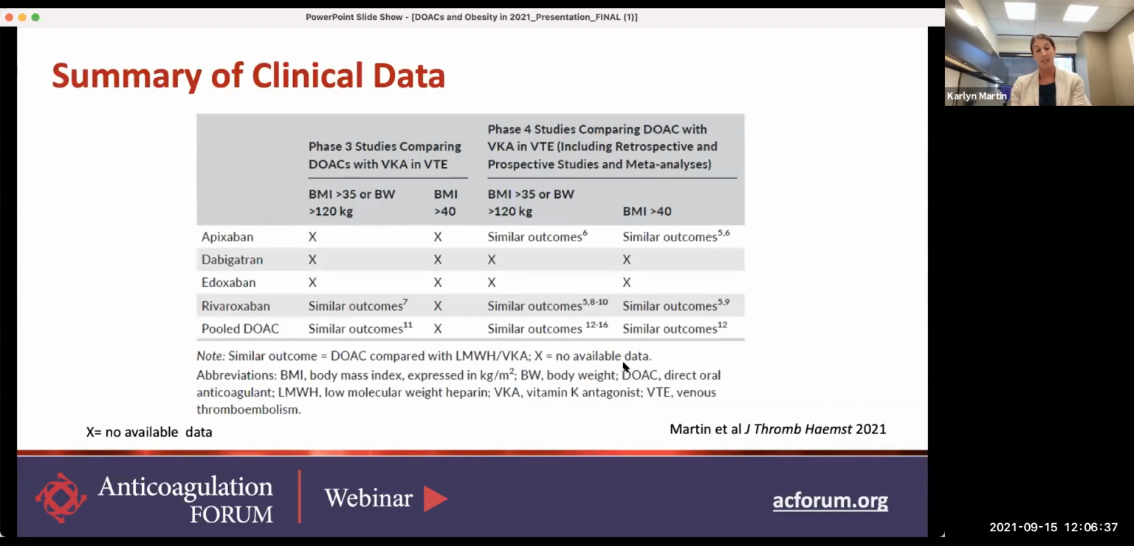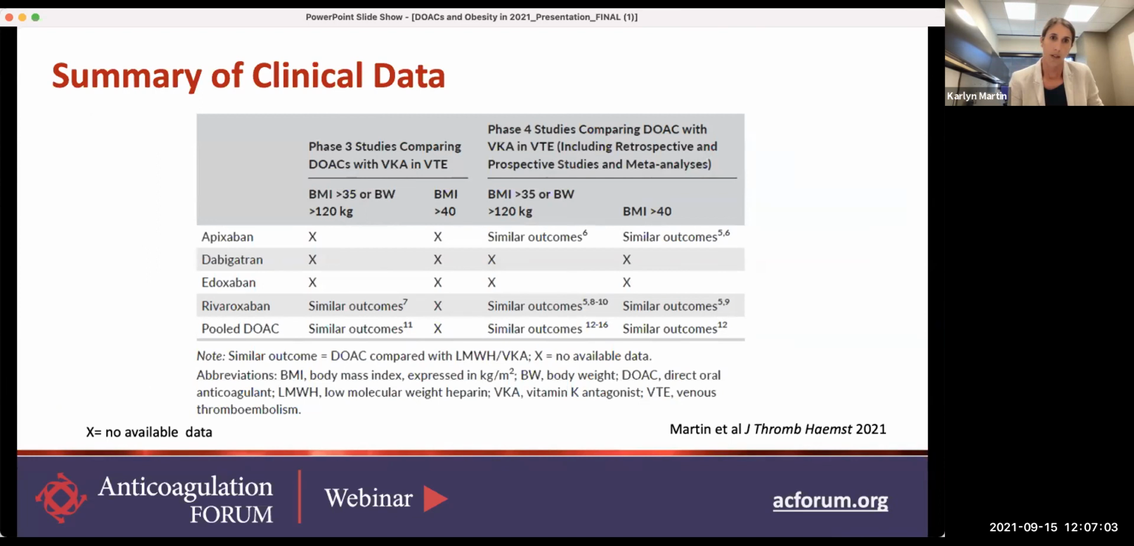Since that time, over the past 5 years, there have been numerous studies published with data about the DOACs in both the AFib and VTE population. I want to point out that today's paper and today's discussion will be limited to the VTE population, which is what we focused on in the updated guidance statement.